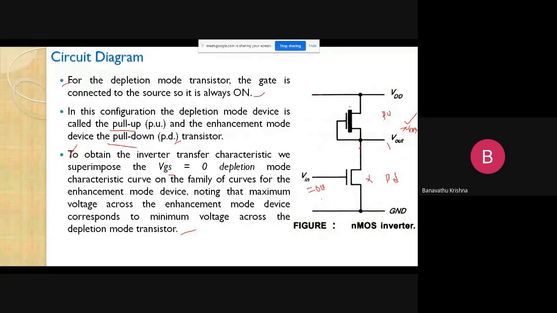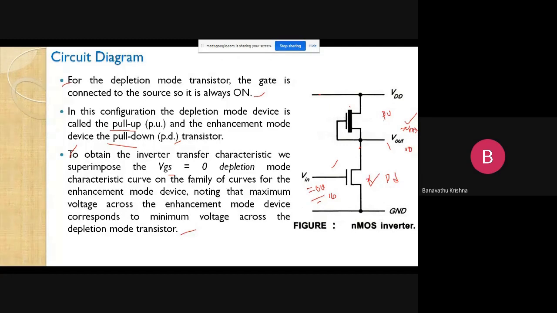Suppose this V input is logic 1. Then this enhancement device goes to the on condition. So now there is a path in between VDD and VSS, and whatever the output response is available here will be discharged to ground through this transistor. So finally we are getting the output response as 0 volts.